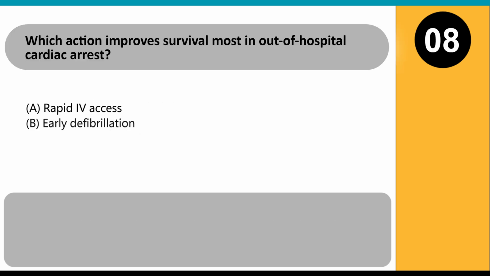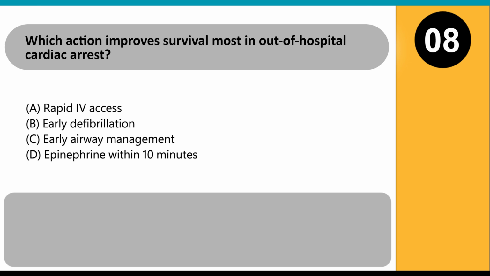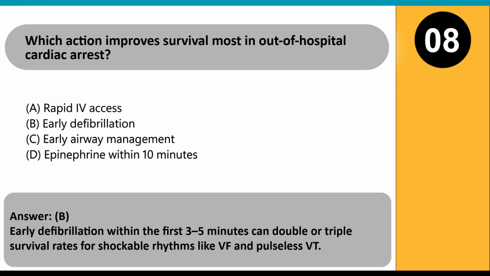Which action improves survival most in out-of-hospital cardiac arrest? A. Rapid IV access. B. Early defibrillation. C. Early airway management. D. Epinephrine within 10 minutes. Answer: B. Early defibrillation within the first 3 to 5 minutes can double or triple survival rates for shockable rhythms like VF and pulseless VT.